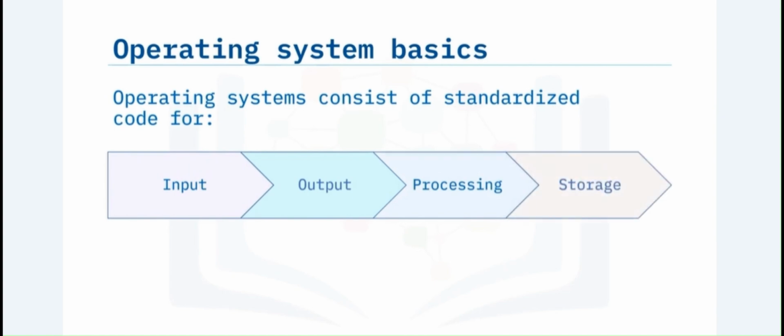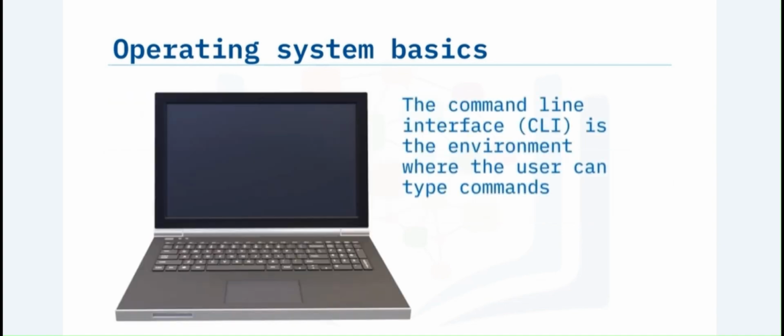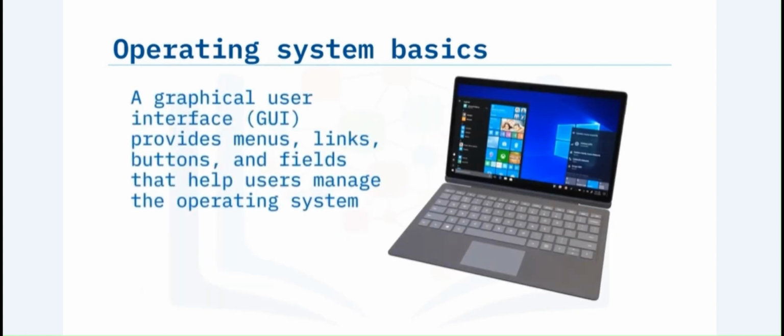These efforts help keep data error-free and mitigate data loss. Operating systems can have more than one environment. The first environment, the Command Line Interface, or CLI, is an environment where the user can type commands. The second environment is known as a graphical user interface, or a graphic shell. These environments provide menus, links, buttons, and fields that help users manage the operating system.